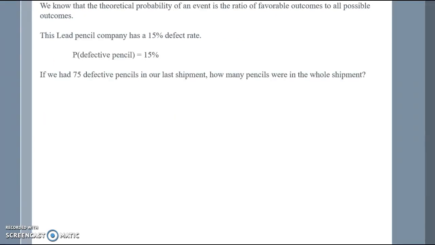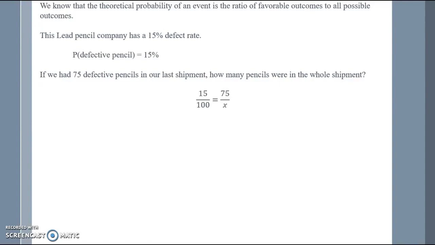We know that the theoretical probability of an event is the ratio of favorable outcomes to all the possible outcomes. So the lead pencil company has a 15% defective rate. So this means that the probability of obtaining a defective pencil is 15%. So if we had 75 defective pencils in our last shipment, how many pencils were in the whole shipment?